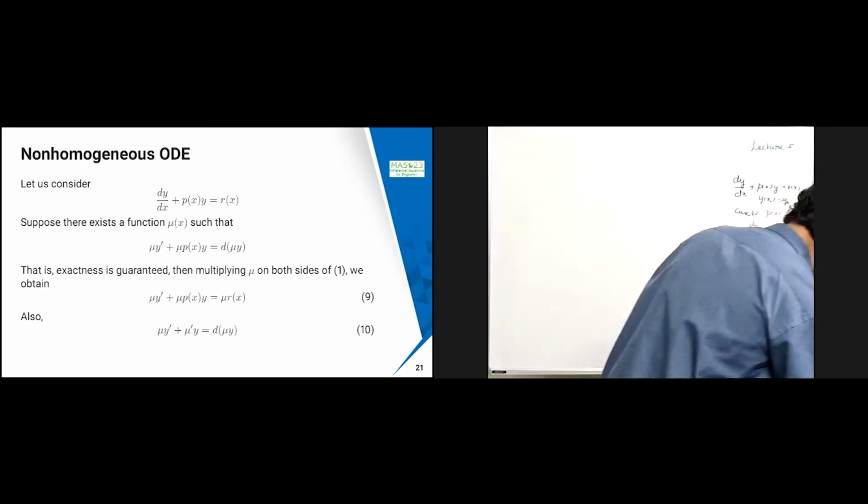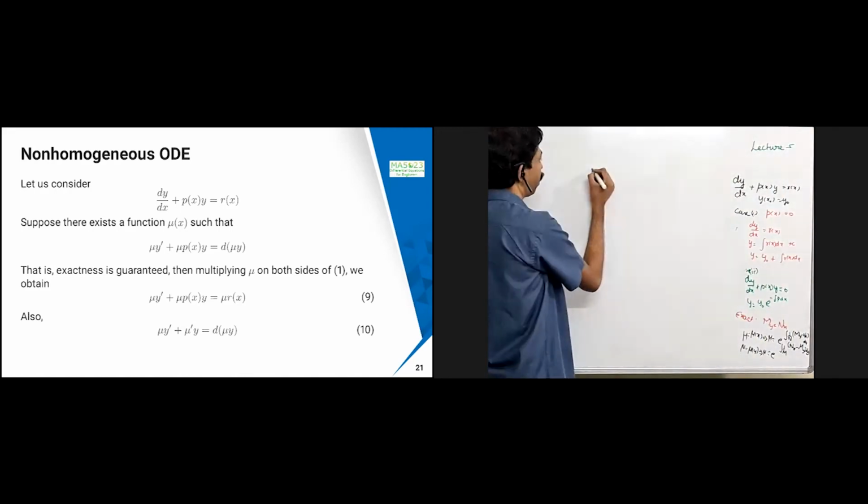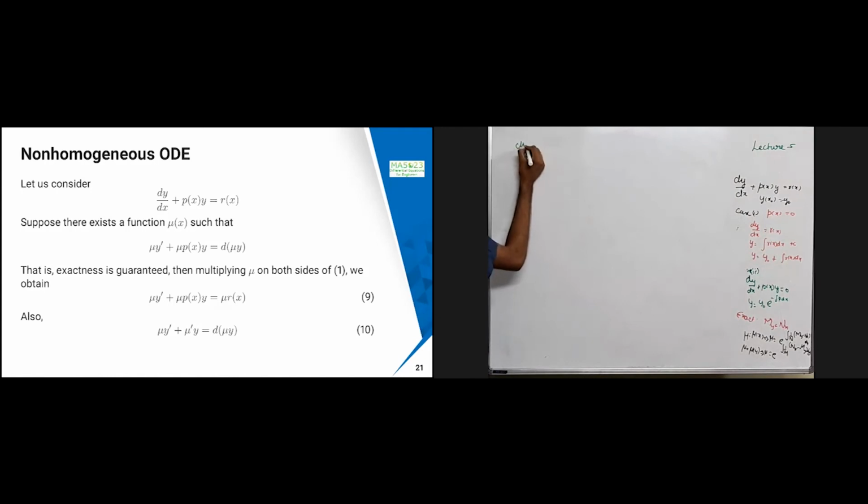Let us solve this original problem. So dy by dx plus p of x into y equal to r of x is there. So in this, we solve the problem dy by dx plus p of x into y equal to r of x. Now I am going to consider this, which is the one we need to see.